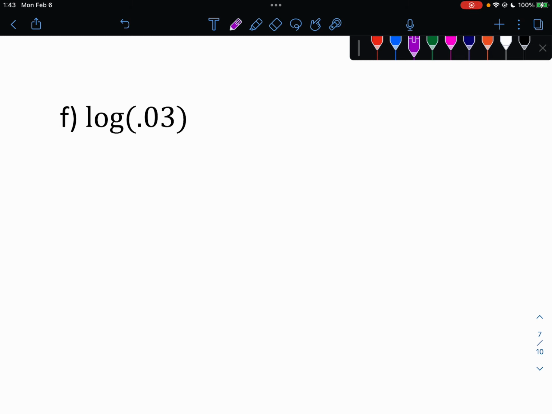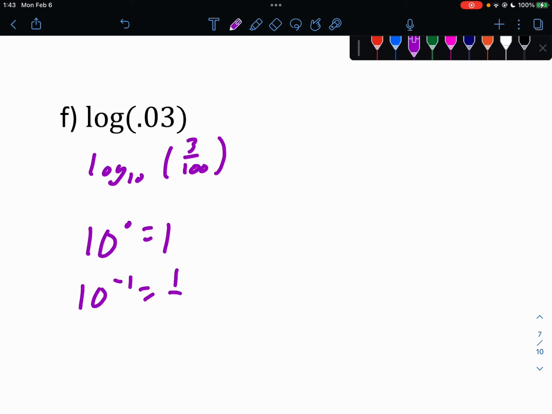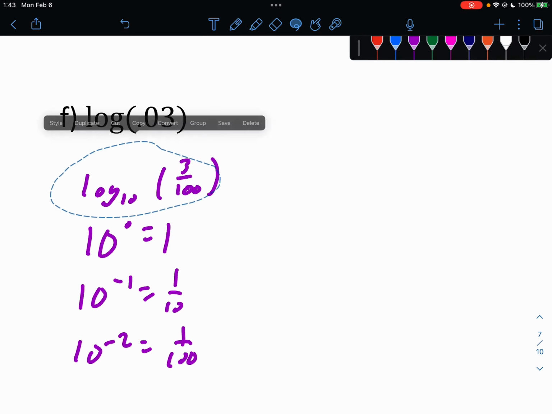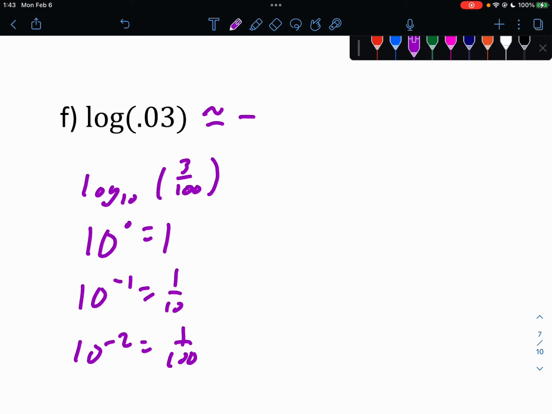Next one. So we can write this as log base 10 of 3/100ths, right? So 10 to the 0 is 1 again. 10 to the negative 1 is 1/10. And 10 to the negative 2 is 1/100th. So it's almost negative 2. So we'll say negative 1.8. I think that's a fair guess.